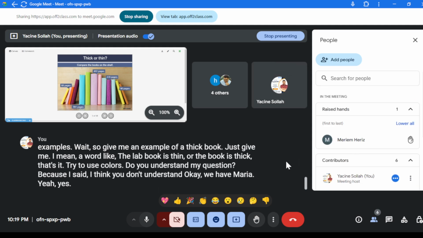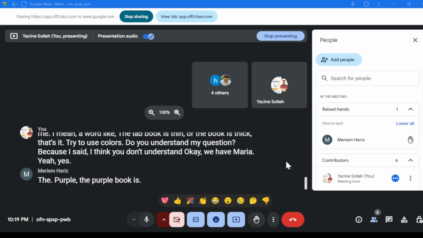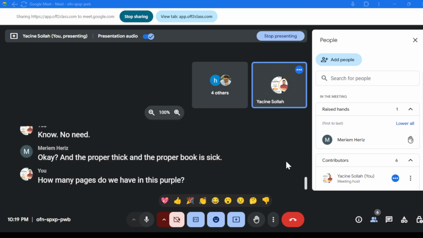The purple book is, sir, do I use comparative or no? No need. Oh, okay. The purple book is thick. How many pages do we have in this purple book? 482. Is that purple? It's close to purple. Okay, give me an example of another thick book. Thank you, Maryam. Let's have another participant.